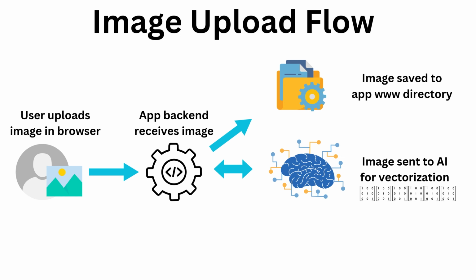Now, the second step here is to take that image and send it to a specialized type of AI model for vectorization. So the AI is going to create a vector embedding of that image. And a vector embedding is essentially a numerical representation of the context or meaning of that image or text or whatever you send it. And so all the numbers in these embeddings exist in vector space.